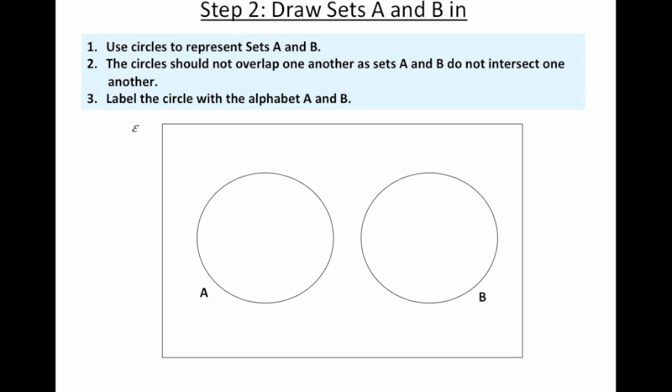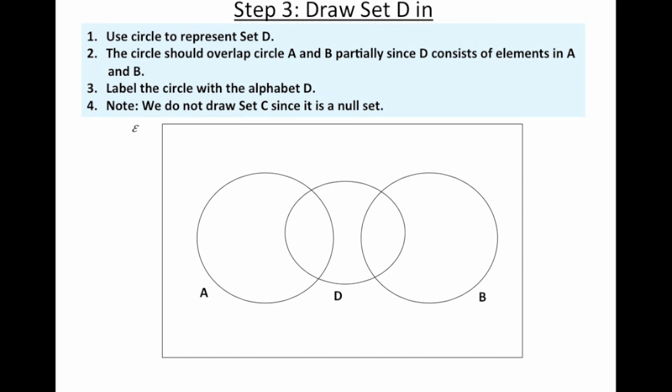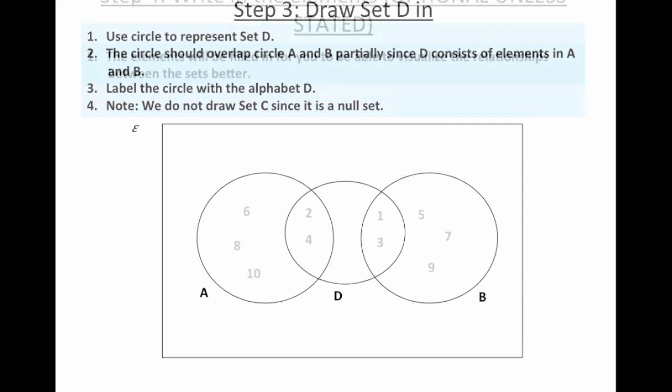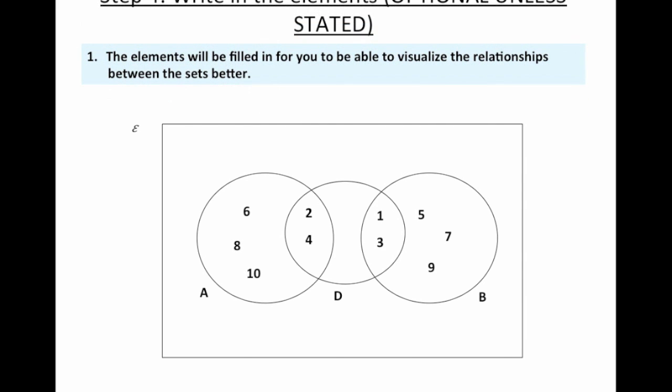Next, we will draw in set D. Similarly, we will use a circle to represent set D. The circle should overlap set A and B partially since it contains elements in A and B. We label the circle with D. Note that we do not draw set C since it is a null set as it has no elements in the universal set. I will now fill in the elements for you to visualize better. You are not required to do so when answering questions, unless stated by the question.